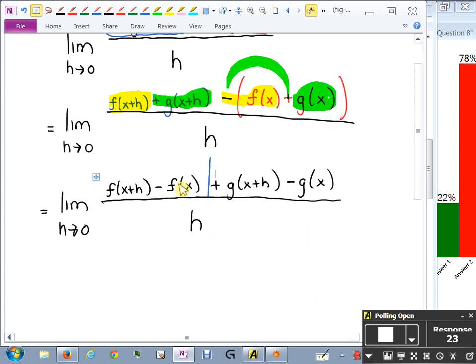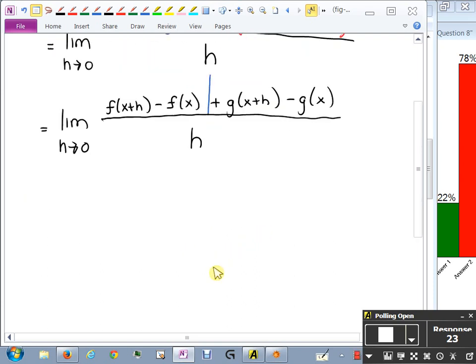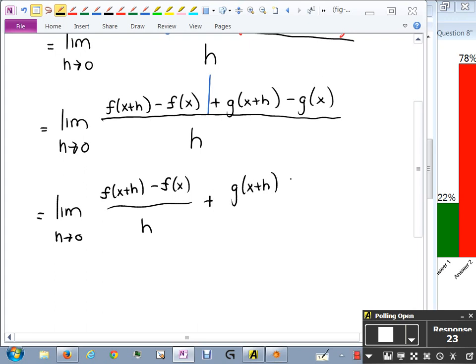So you would put these two terms over what? H, and you'd put these two terms over H. And what would you have? Limit, h goes to 0, of f of x plus h minus f of x over h plus g of x plus h minus g of x all over h again. So I've split it into two, haven't I? And I should put a big parenthesis here because that limit is applying to both of these, right?